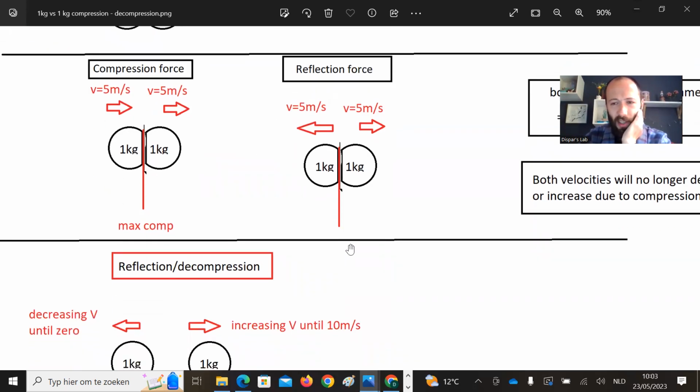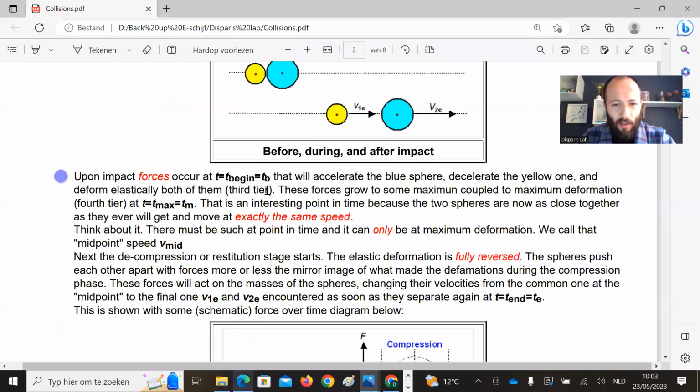But then the next case comes where we will deal with 1 kilogram versus 2 kilogram. But let's first check the paper again. Hold on.